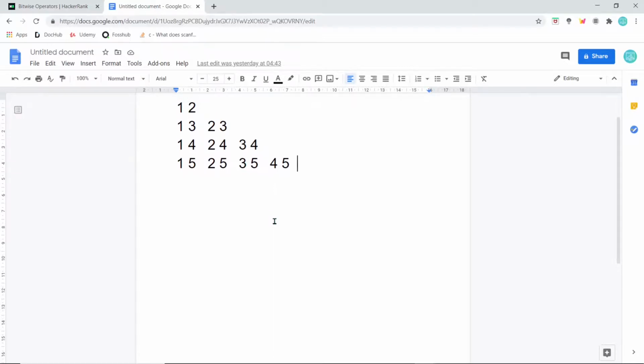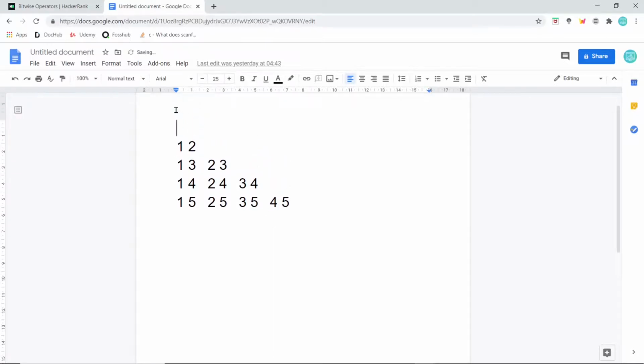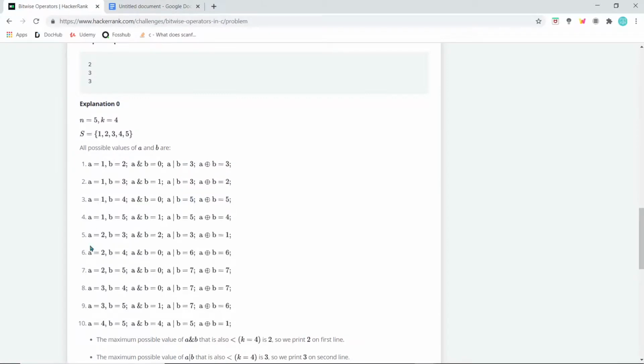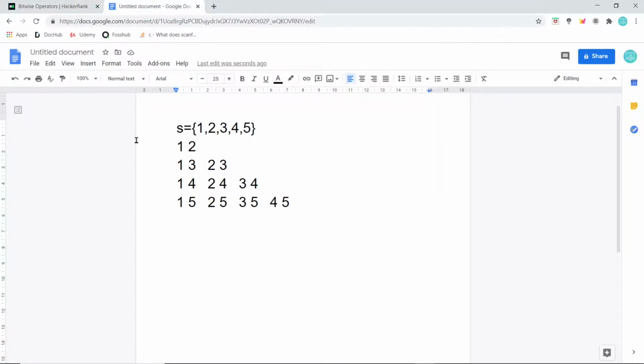Now we had the set as 1, 2, 3, 4 and 5, right? We had S is equal to 1, 2, 3, 4 and 5, right? And we have all these possible values. We had 10 possible values here, 1, 2, 3, 4, 5, 6, 7, 8, 9, 10 possible values. Now here I'll explain how this came. First we consider the number 1. Okay, A is the number 1. Here we have A comma B. Same here.